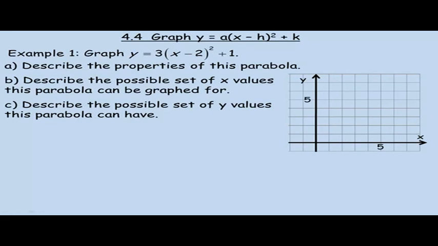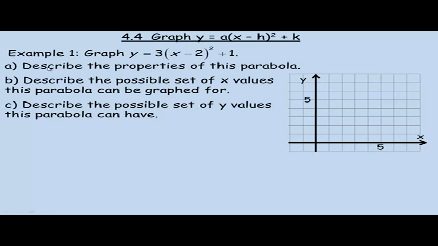In this video, we'll take a look at how to graph the general vertex form y equals a(x minus h) squared plus k of a parabola or quadratic function. And we're going to take a look at a few examples. The one on this page, we're asked to graph y equals 3(x minus 2) squared plus 1.